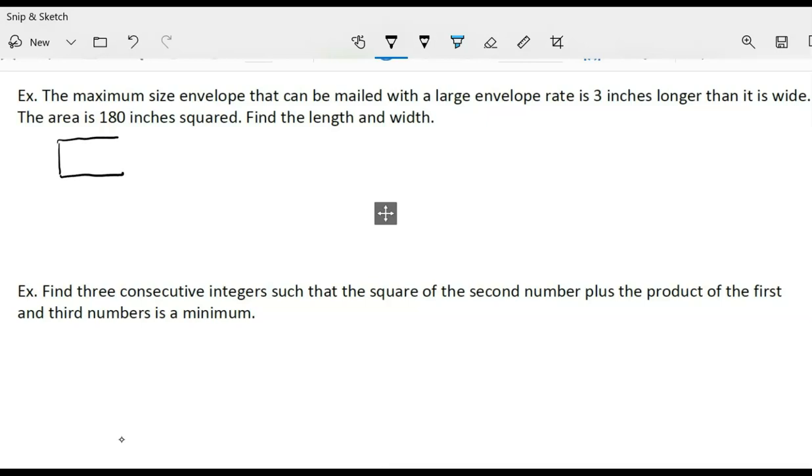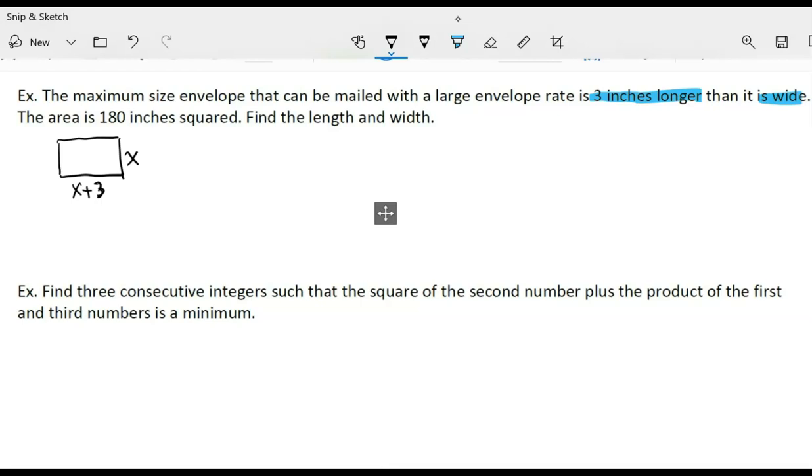So draw a little rectangle to represent the envelope. We see that it says that it is 3 inches longer than it is wide. So this is sort of nice. We can say, let x equal the width. Then the length would be x plus 3, because it's 3 inches longer than it is wide.